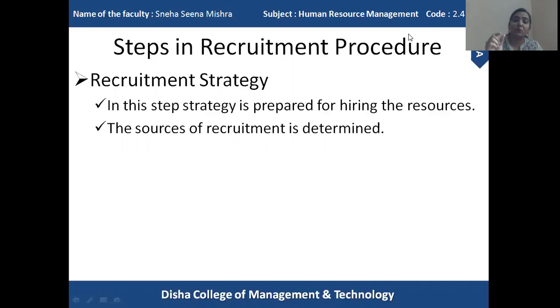So whatever source is selected for a job, they need to first of all understand the type of job, the importance of the job, what kind of role the job plays in the organization, and then select the source. So usually what happens, when organizations want to hire in the initial stages of the job, they go for campus recruitment.